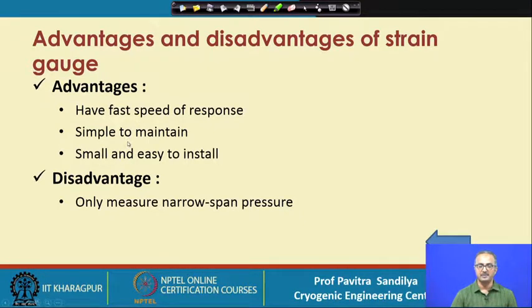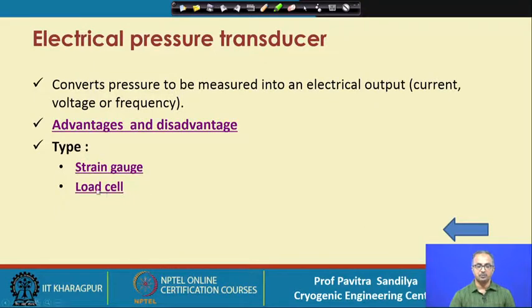Now the advantages of this kind of strain gauges are that they are quite fast in response, and they are simple to maintain, and their sizes are small, and they can be installed easily. On the other hand, the disadvantage is that the span or the range of pressure they can measure is small. Next we go to the load cell.